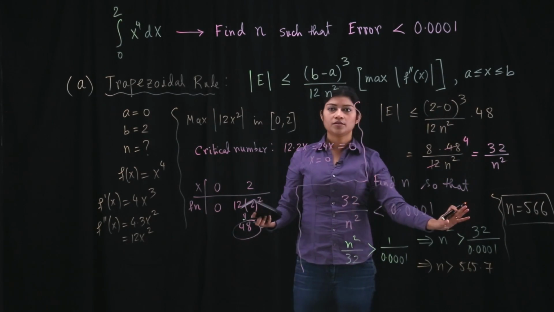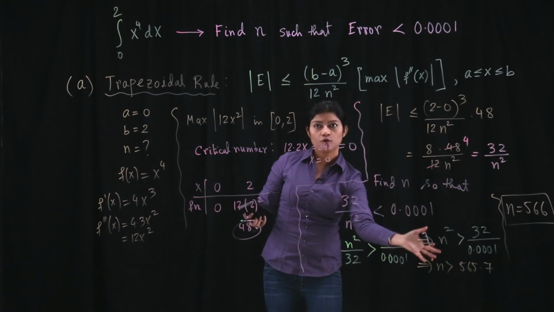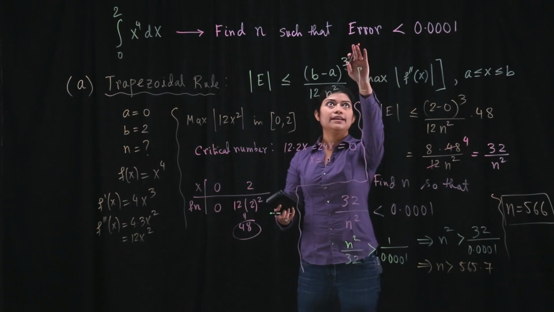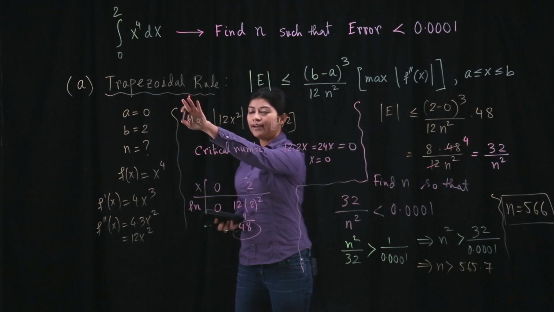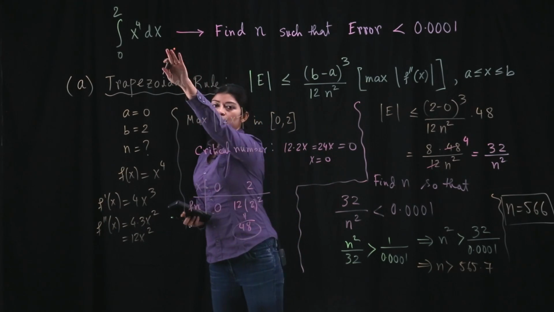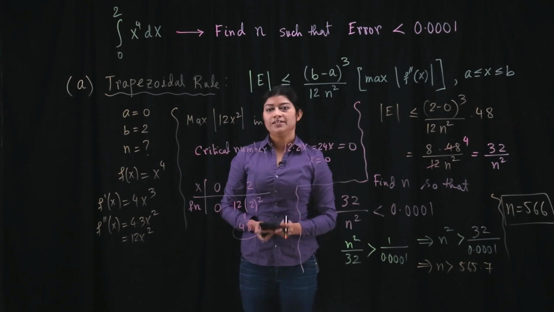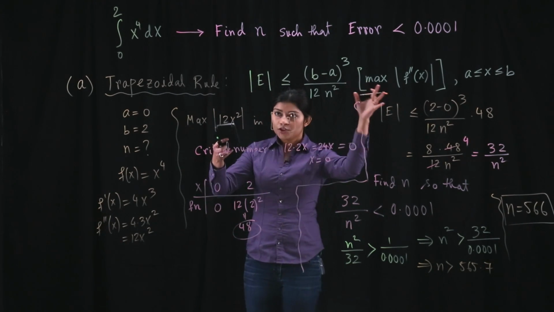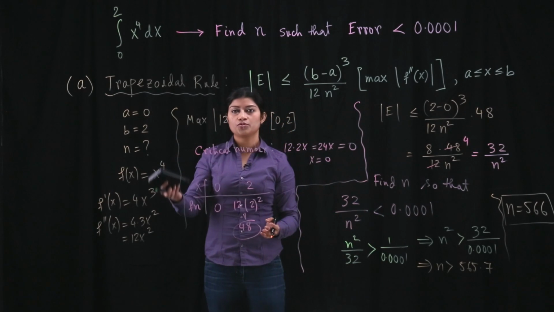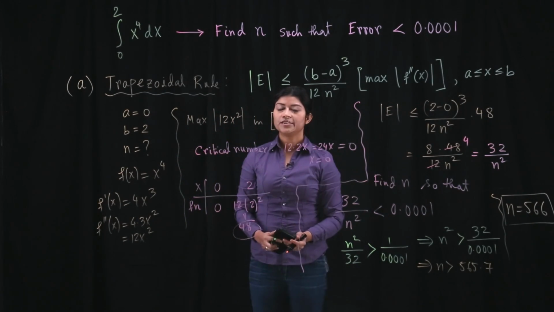Then everything will follow. We just have to go backward and we will see that the error will be less than 0.0001 when you're using the trapezoidal rule to find an approximate value of the definite integral. Now, the second part of the problem is to do the same thing with Simpson's rule, and we will continue.